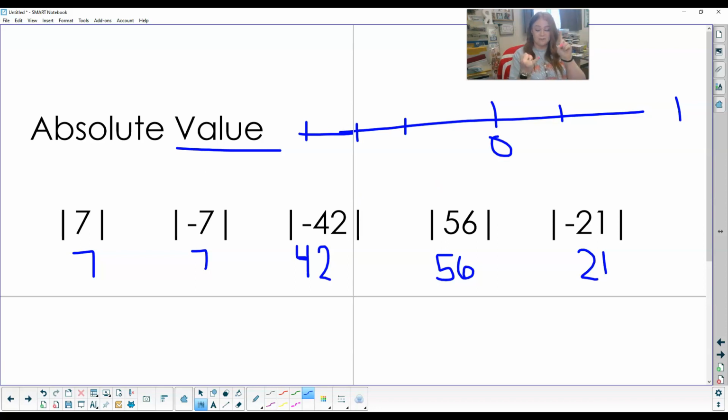So you know how to put numbers in order, find the mean and the absolute value of numbers. Go ahead and try your Module 16. Are you ready? You got it.